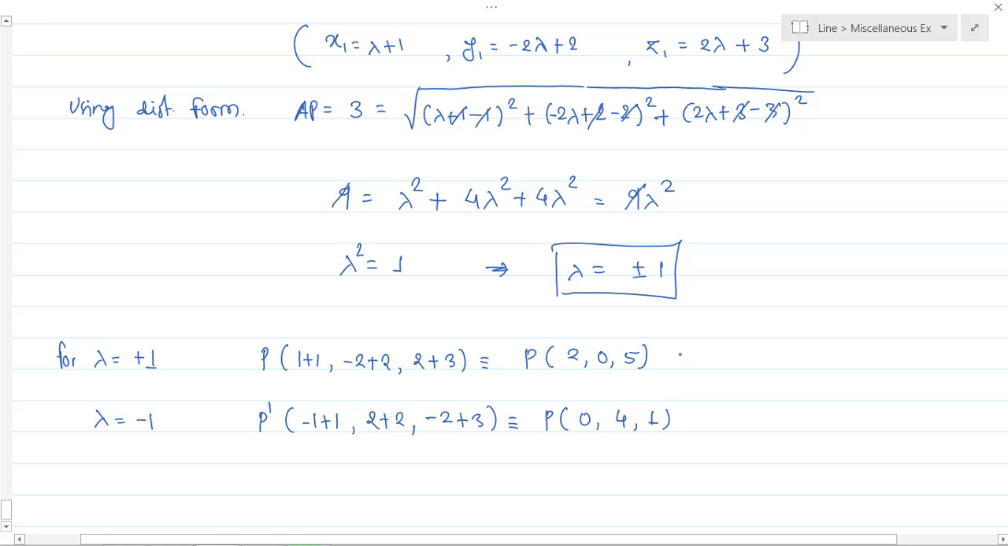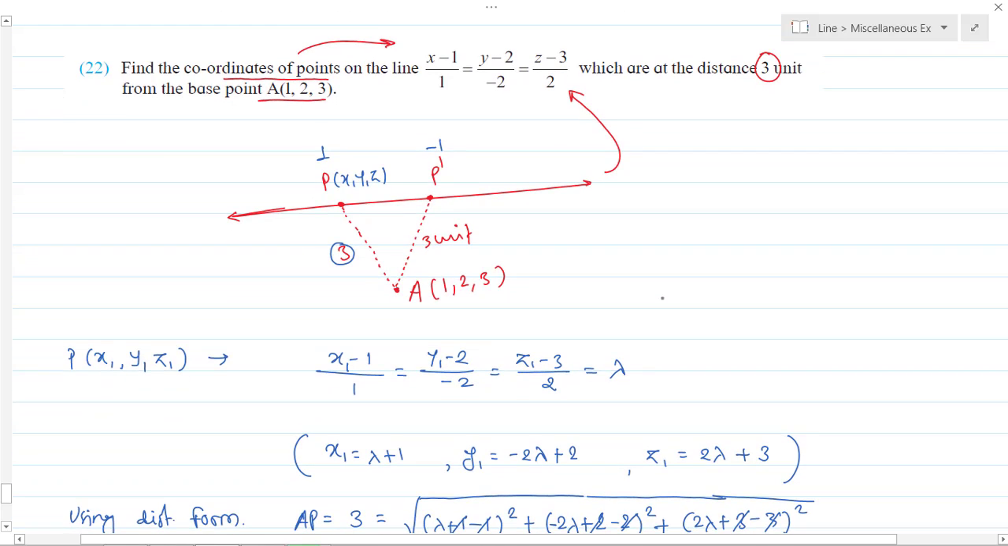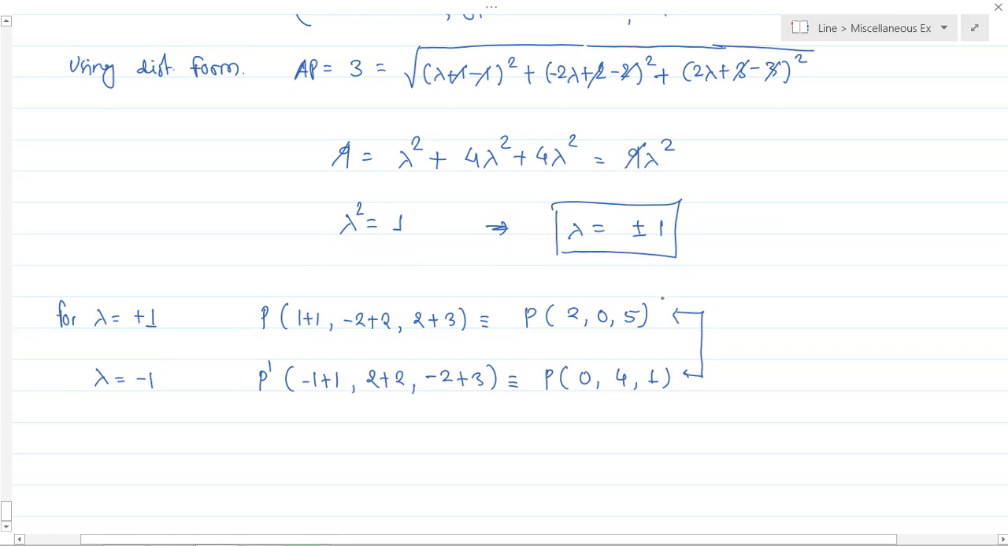So these are the two points which are at a distance of 3 units from the point A, and these two points lie on the same line. That's it. This is the answer to my question. Perfect. I hope you have understood this question.